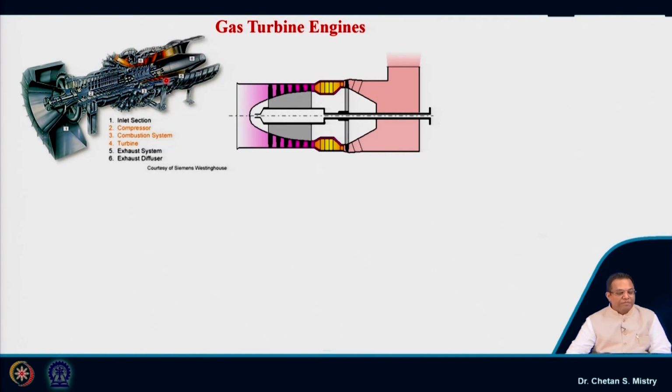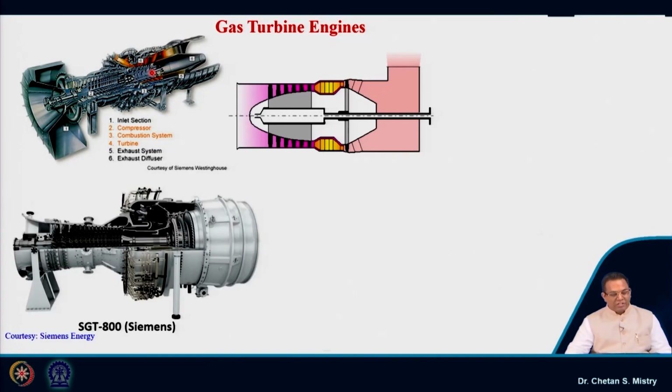On the left-hand side, this is representing a land-based power plant. So we can say the gas turbine engine is used for the generation of electricity. And this is representing the cut section of the Siemens engine. Here also, we have the inlet, compressor, combustion chamber, turbine, and the exhaust.